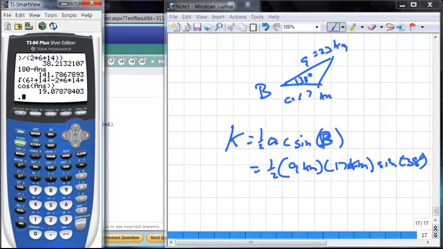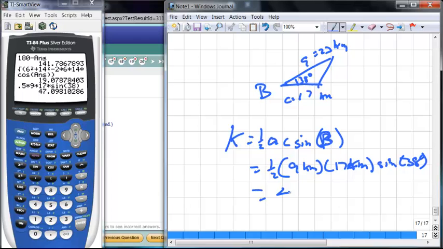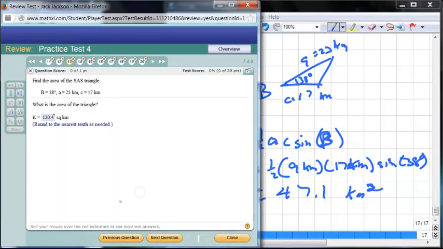So 0.5 times 9 times 17 times the sine of 38. Enter. That's about 47.1, and that's square kilometers.